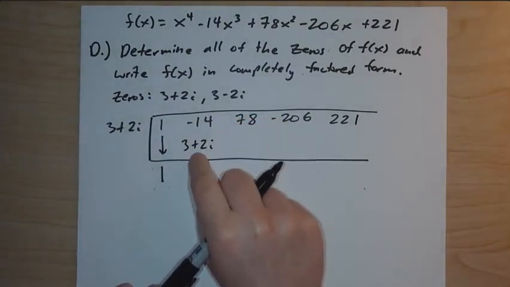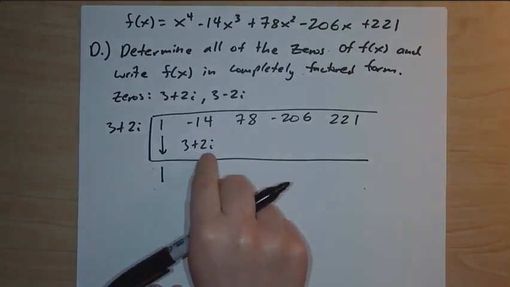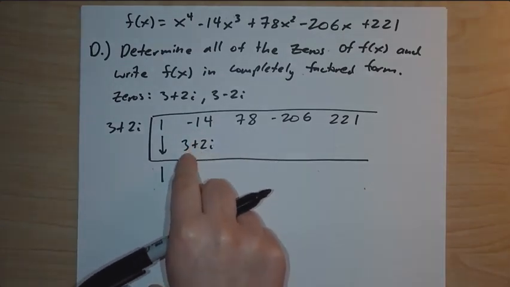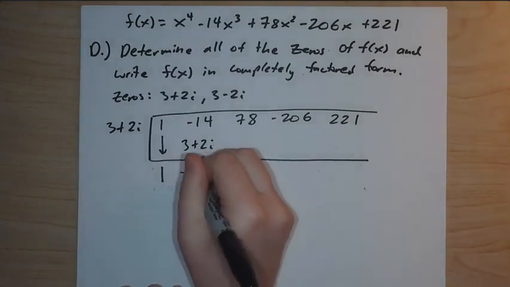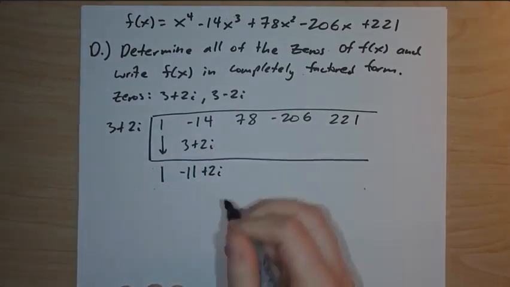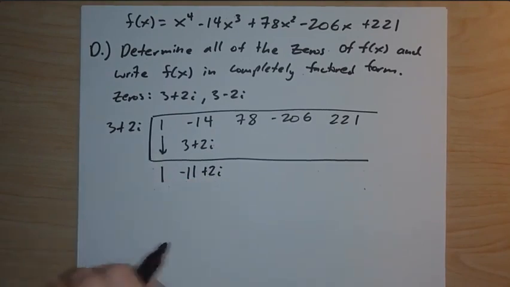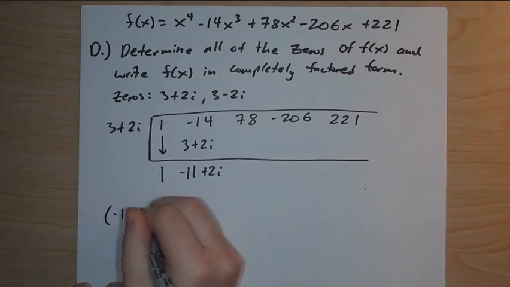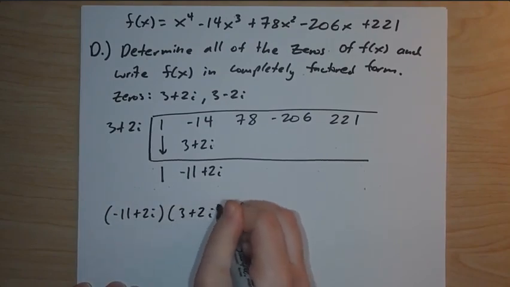When you add a real number with a complex number, you add the real part to the real part and the imaginary to the imaginary part. So negative 14, you just add it to 3 and carry the 2i. That gives us negative 11 plus 2i. Then you multiply this by this. I'm going to show the first one, how you would do that. So this is negative 11 plus 2i times 3 plus 2i.